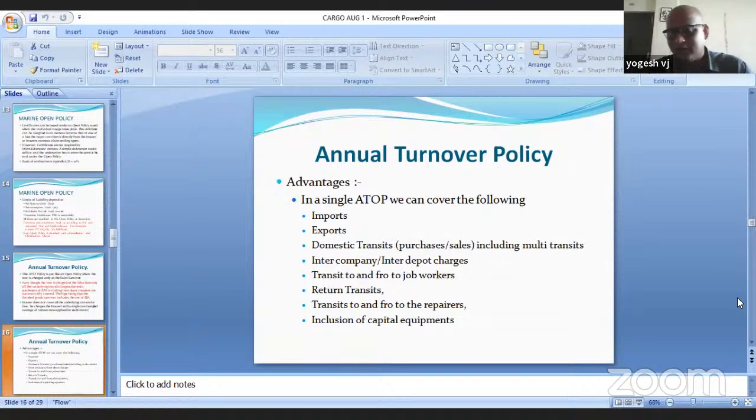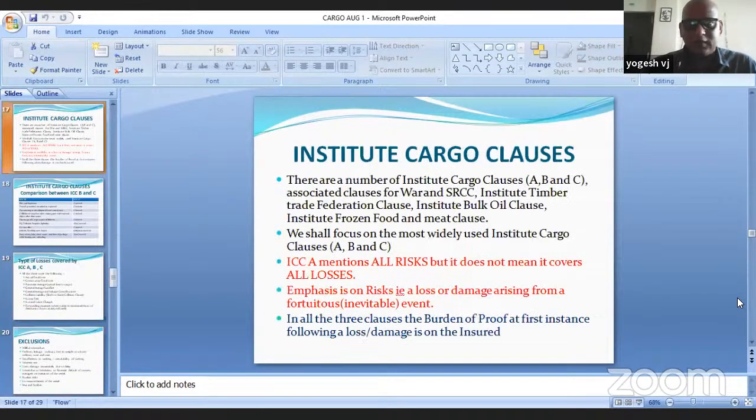Return transits, as I told you. Transits to and fro to the repairers. Inclusion of capital equipment. Okay. Now, so I have broadly covered open policy and annual turnover policy.